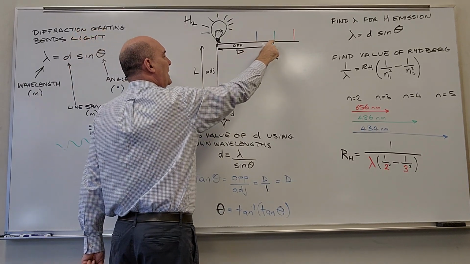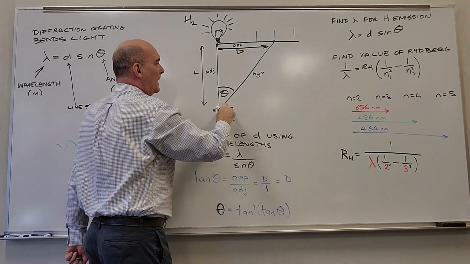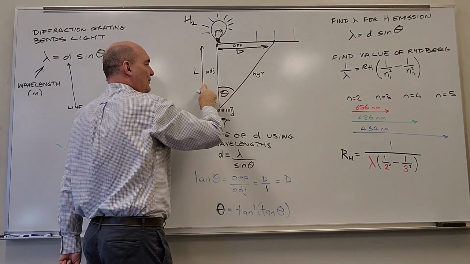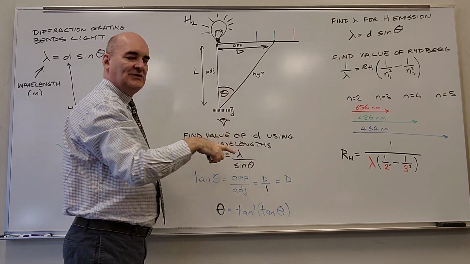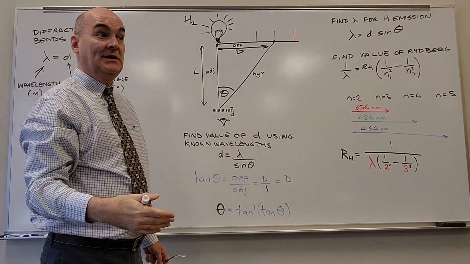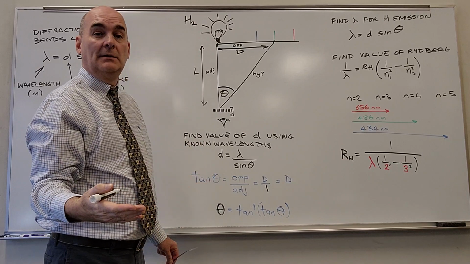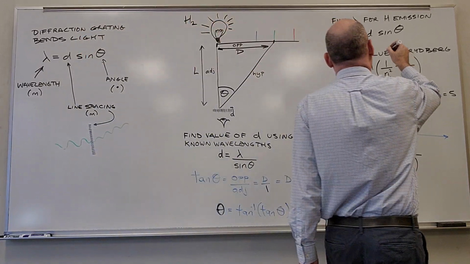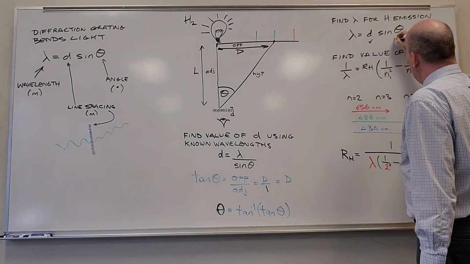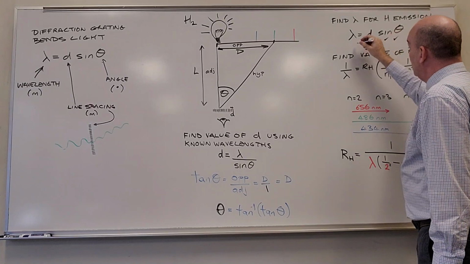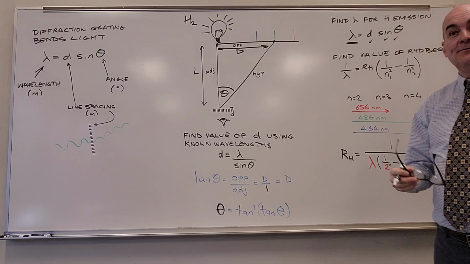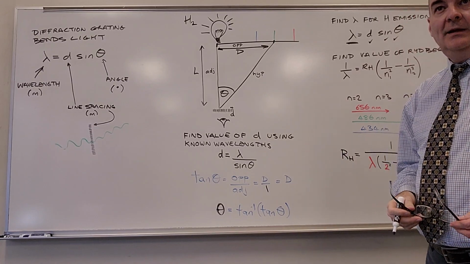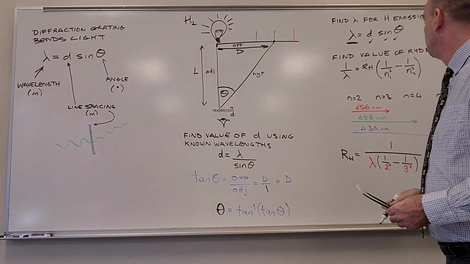We're going to measure the blue line, the green line, and the red line, and we're going to go opposite over adjacent to find the tangent of theta. We're going to take the inverse tangent to find theta, and we're going to take the sine of it to find sine theta. So now we know this number, and we know those numbers, and we get to find the value of the wavelength of the emission lines for the hydrogen emission spectrum.